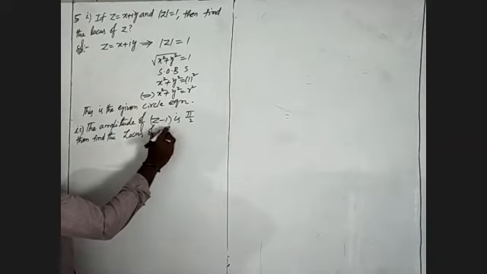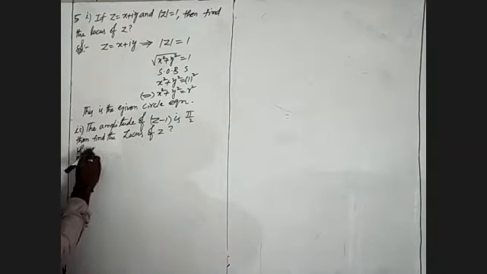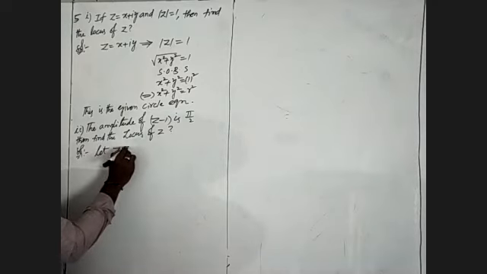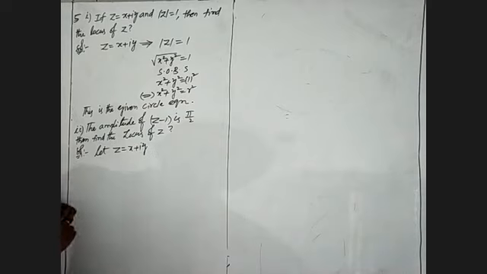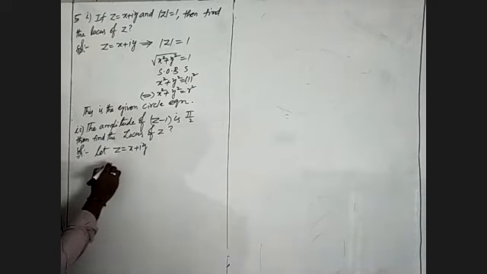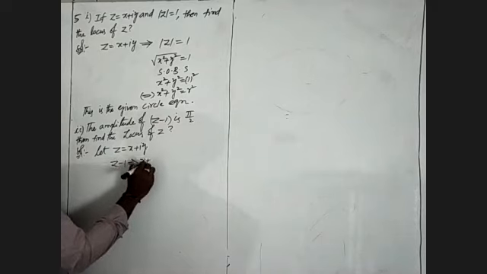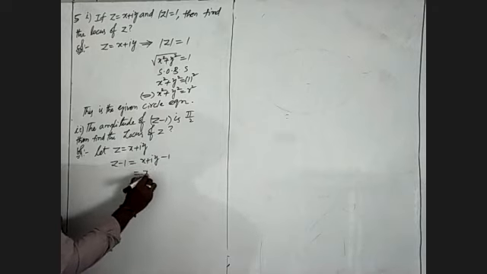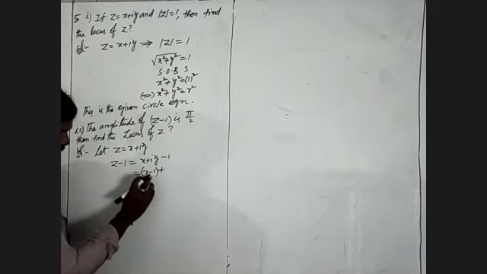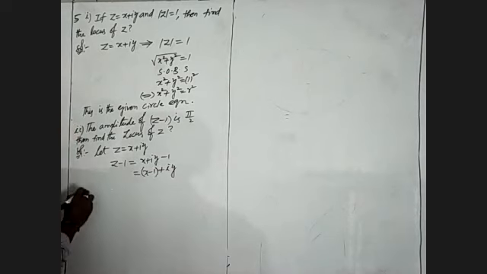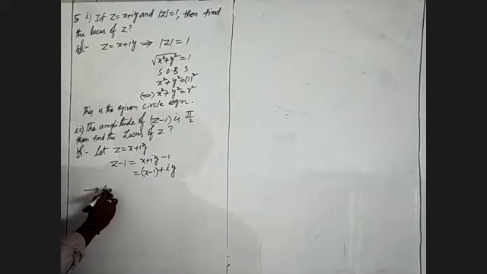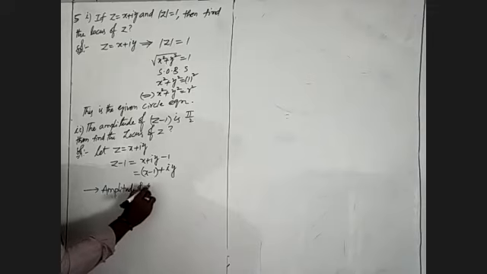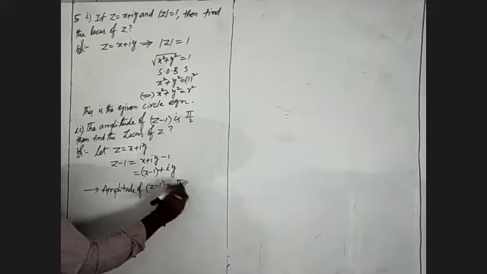We will observe in this one. First, let a complex number z be x plus iy. That means z minus 1 means x plus iy minus 1. I have to divide the real and imaginary parts, that is x minus 1 plus iy. One statement is given, that is amplitude of z minus 1 is pi by 2. Amplitude of z, I will write their formula.